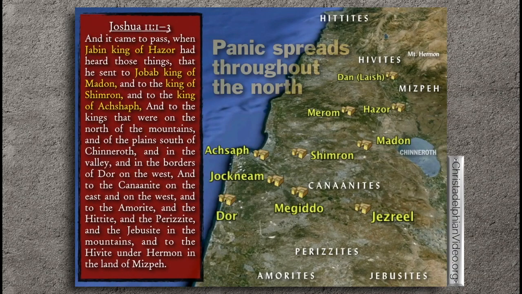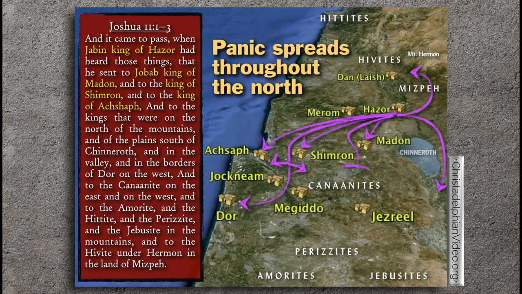Joshua chapter 11, verse 1, it came to pass when Jabin, the king of Hatzor, heard these things, that he sent Jobab, the king of Madon, to the king of Shimron, and Aksaph, and so on, and it spreads throughout the whole area. So this message goes to Madon, Shimron, Aksaph, way up to the Danites, or what is Laish, all the ones in the south, the Canaanites, Megiddo, Dor, Amorites, the Perizzites, the Jebusites, the Hivites up in the north, and the Hittites. He sends messages out to the whole country and says everybody has to come and join in the fight. And let's just listen to Brother Leen give a little bit of background.